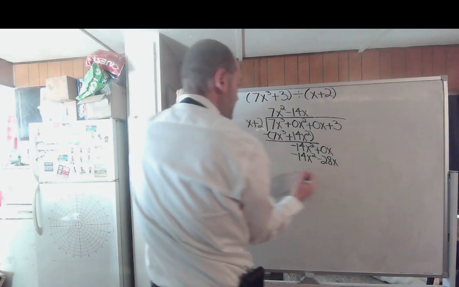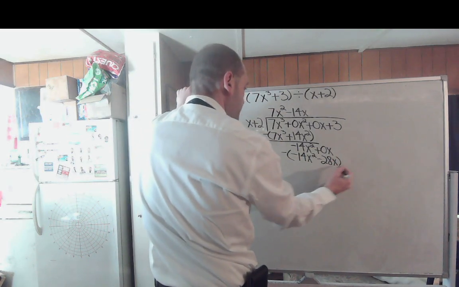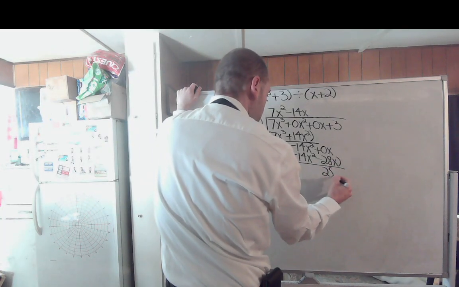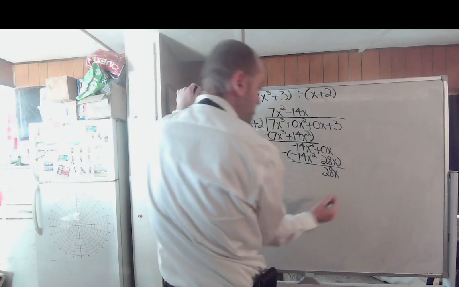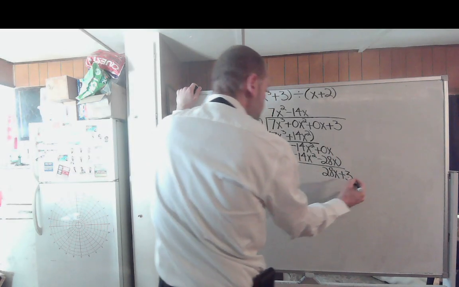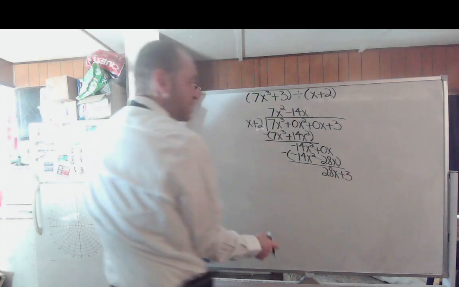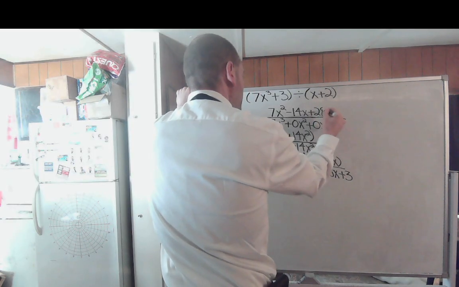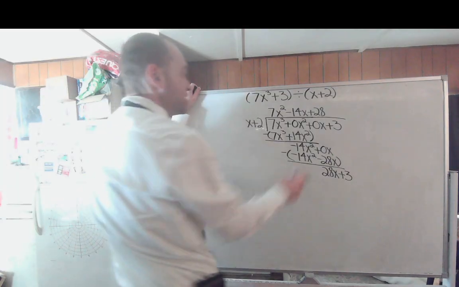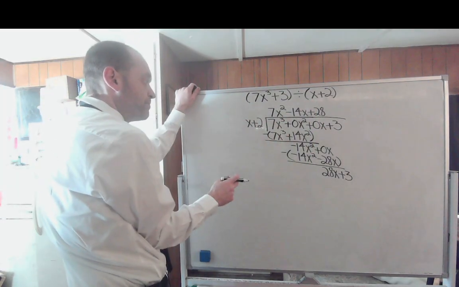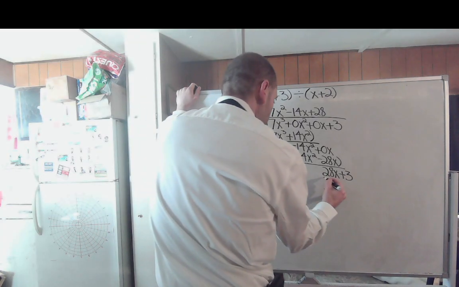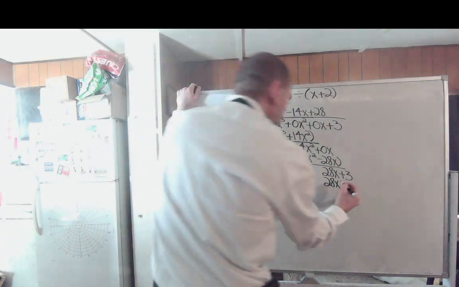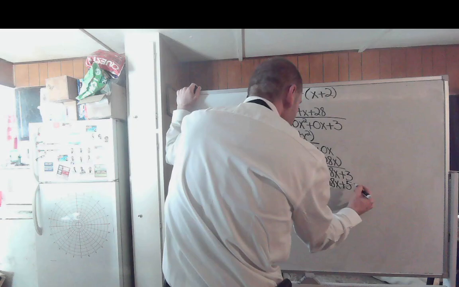Now subtract this row you just got from the row above it, you'll end up getting positive 28x. But then you have to bring down that plus 3 from the dividend. x goes into 28x how many times? It goes in 28 times. So you'll have plus 28 in the quotient. Now take 28 times x. That's going to end up giving you 28x. Then take 28 times 2. That would end up being plus 56.